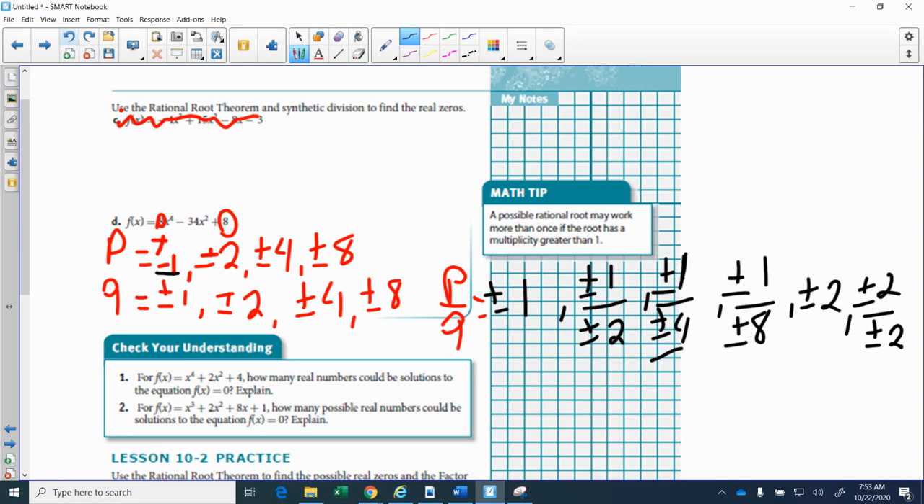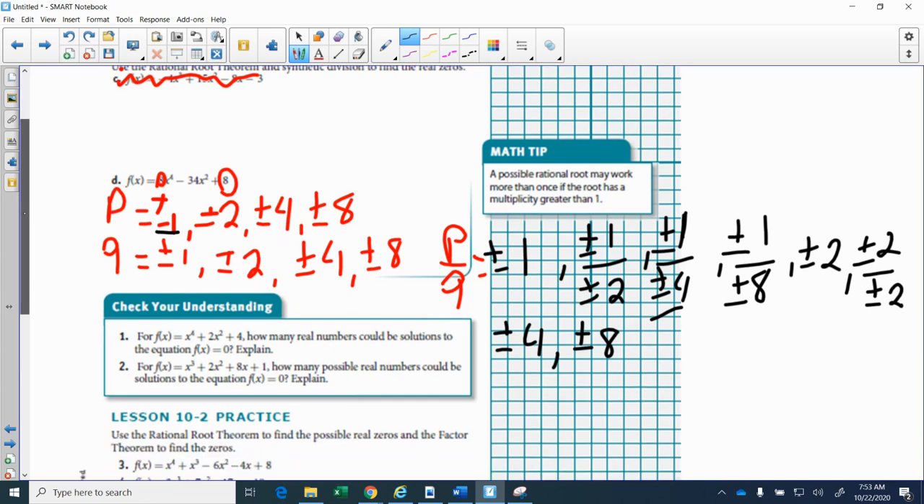That would be the process of finding your P over Q's. I think the only other ones that actually pop up are 4 and 8. So if you go through the whole process, the only other two that would come up would be positive -4 and positive -8. And then from there, we would work this out using synthetic division.